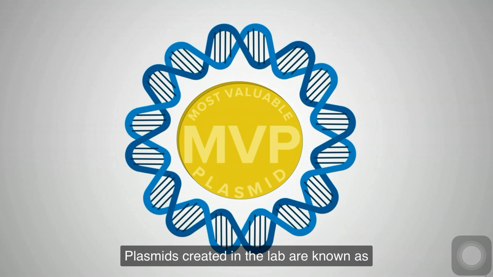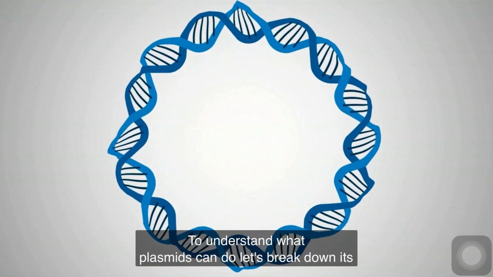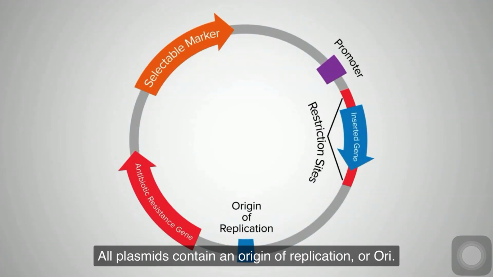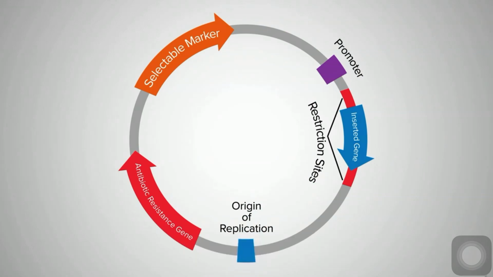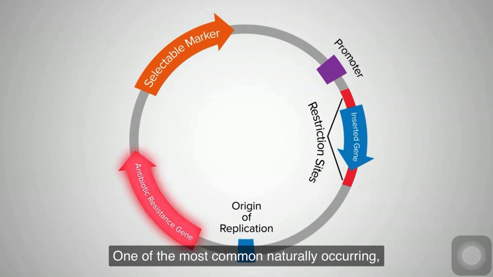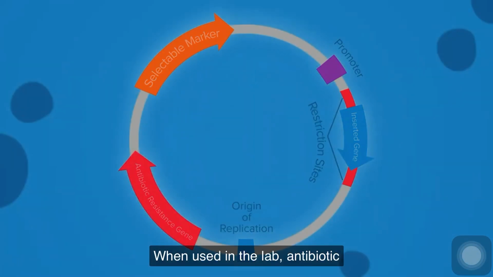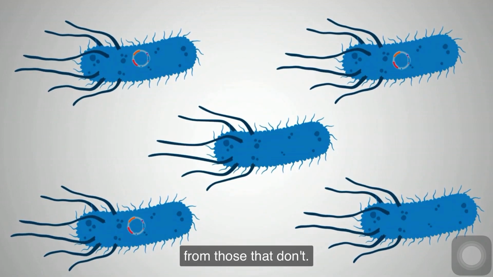Plasmids created in the lab are known as constructs or vectors. To understand what plasmids can do, let's break down its parts using a plasmid map. All plasmids contain an origin of replication, or ORI. It tells the plasmid where to begin replication. Plasmids often contain genes that are advantageous for survival. One of the most common, naturally occurring types of genes is antibiotic resistance. When used in the lab, antibiotic-resistant genes allow scientists to separate out cells that contain plasmids from those that don't.